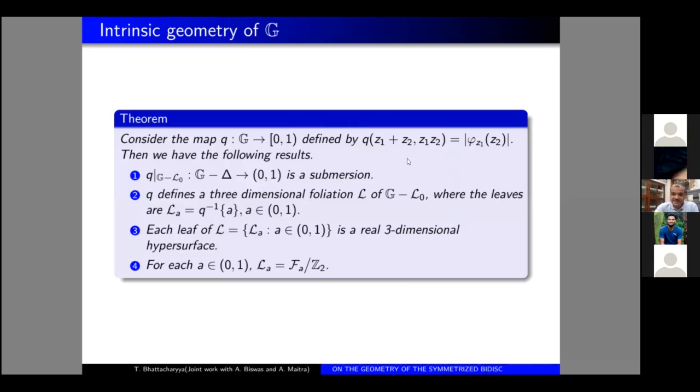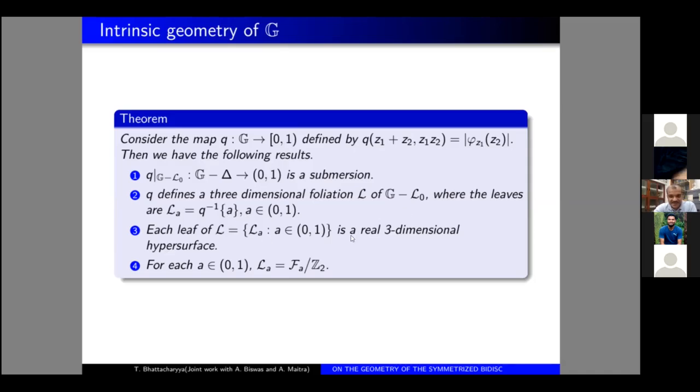So here is a name for this map, which I said is modulus of Z1 minus Z2 by 1 minus Z1 bar Z2. This notation phi suffix A stands for the automorphism, so phi suffix A acting on Z is Z minus A by 1 minus A bar Z. So consider this map, then whatever I said so far is summarized in this theorem. It is a submersion, and because it's a submersion, it straightforwardly follows that it defines a 3-dimensional foliation.